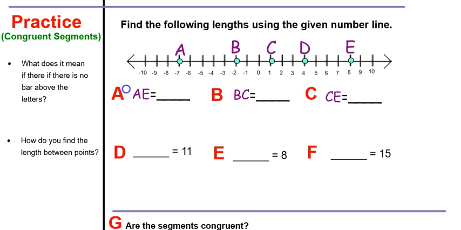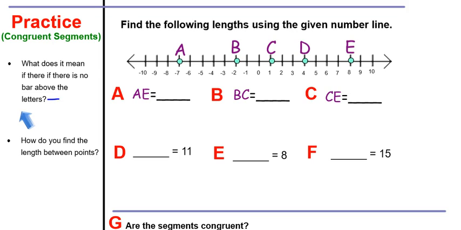These first questions deal with finding the length. Find the following lengths using the given number line. So we're going to be using this number line right here to calculate all of these values. A couple things that I want to point out before we get to that. It says right over here on the left some study notes or some things to think about. It says, what does it mean if there is no bar above the letters? That's really important because that gives you a lot of information about what kind of answer they're looking for.